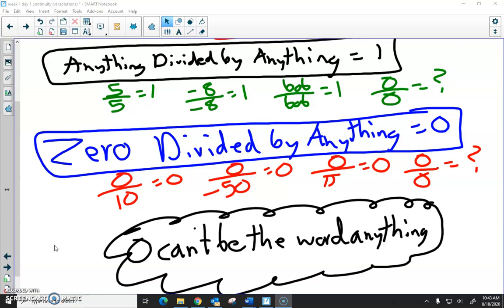Anytime we are dividing by 0, we have something that's undefined. And when we look at this graphically, this is where these discontinuities come into play. And we're going to look at some examples of when dividing by 0 gives us a vertical asymptote and when it gives us a hole.